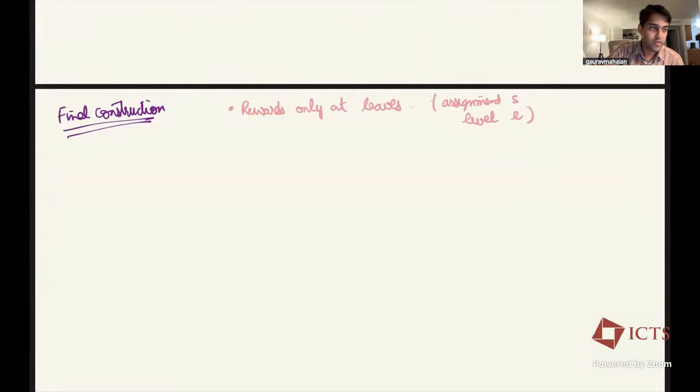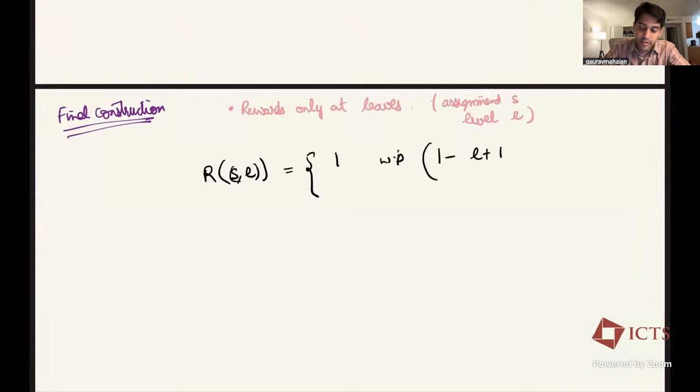Now, okay, so I'm going to define the reward function. And at the leaves, all actions will give the same reward, right? So the reward basically depends on the state. It's 1 with probability 1 minus L plus, and 0 otherwise. So with this much probability, it gives 1 and 0 otherwise.